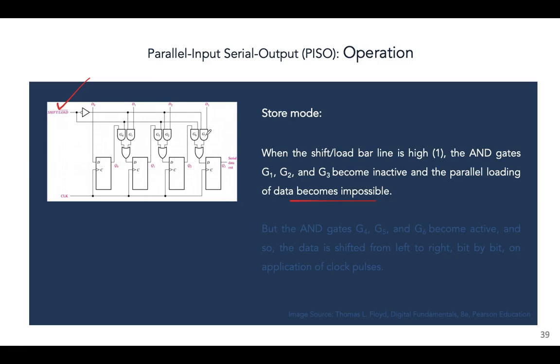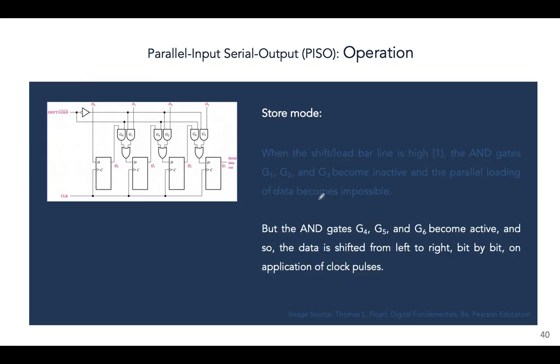But when this line is high, G4, G5 and G6 become active, right? G1, G2, G3 will become inactive, but G4, G5, G6 will become active. What that means is now these gates are going to behave like open circuits. And that is when shifting will take place. Because remember, the data was loaded into the flip-flops simultaneously, and that is fine. But now it's time to take it out, and that has to be done serially, which means the bit which was here has to be taken out, and then the bit which was here has to move here so that it can be taken out, because there is only one output line, there's only one exit. Okay, so shifting has to take place.